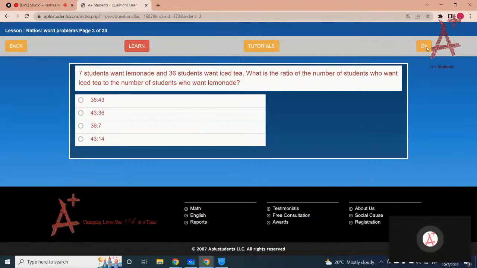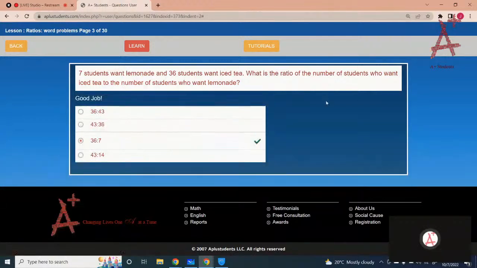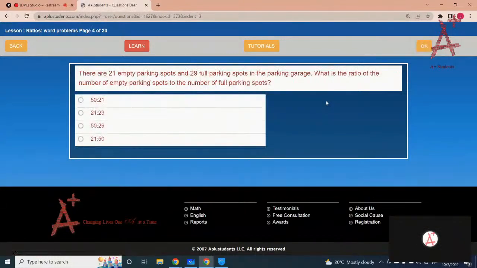Iced tea is 36 and lemonade is 7. So the ratio is, which is the correct option? Yes, it is 36 ratio 7. You have to write the number of students with iced tea first. So iced tea is 36 and the one that wants lemonade is 7. So it is 36 ratio 7. Very good. Just select the correct option and move on to the next question.